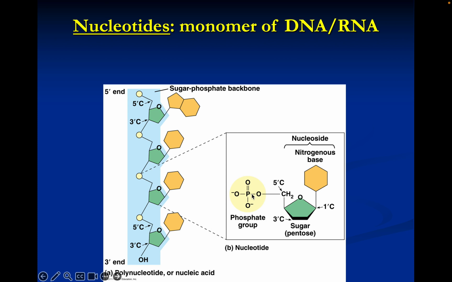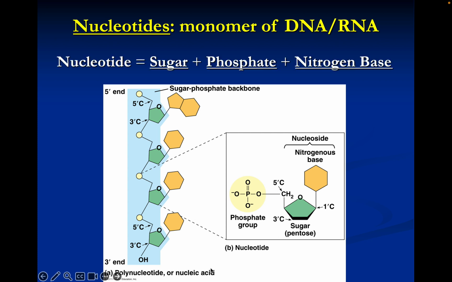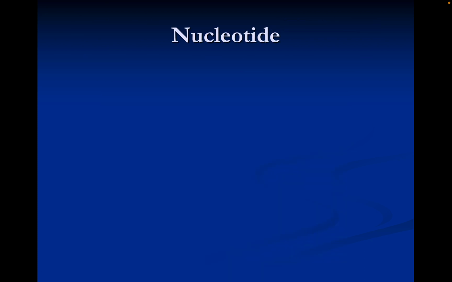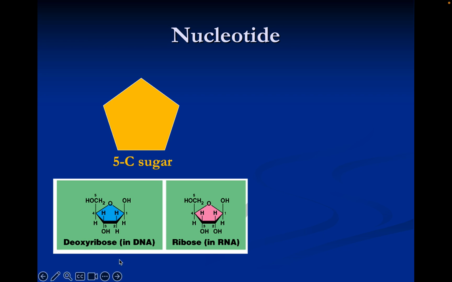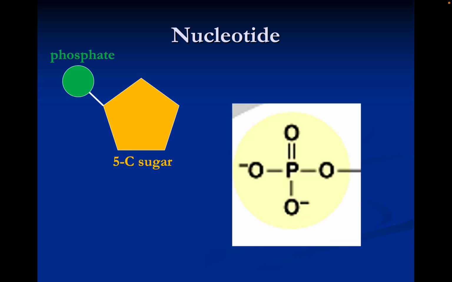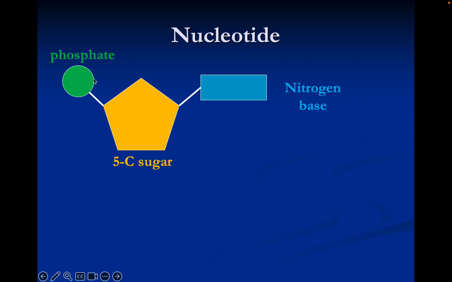And it also always has a phosphate group. And the phosphate and sugar make up the backbone of a nucleic acid molecule. So you've got our 5-carbon sugar with its phosphate group and a nitrogenous base. And these are the 3 components that make up nucleotides.